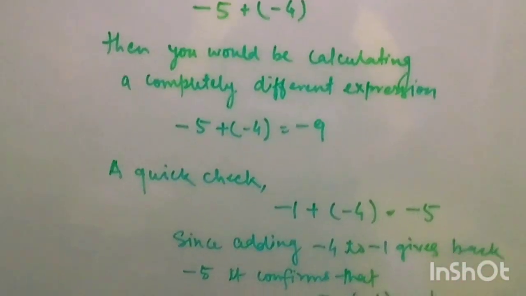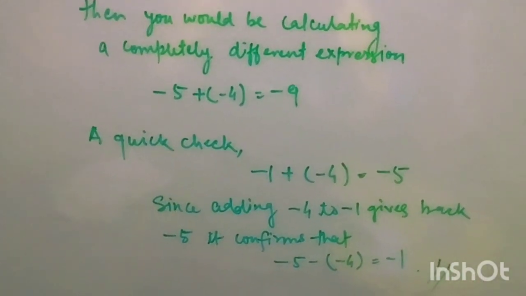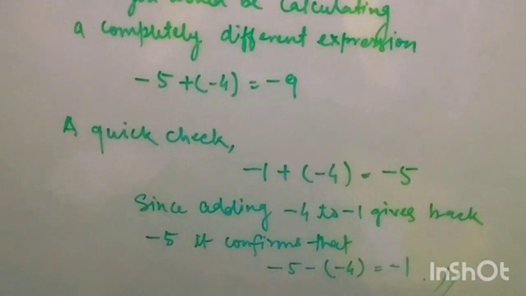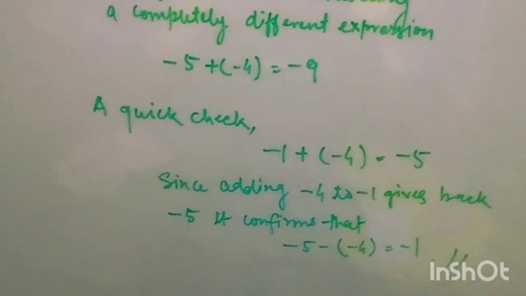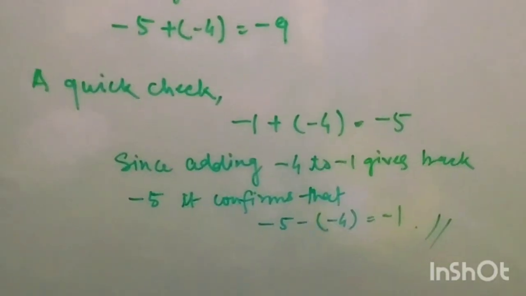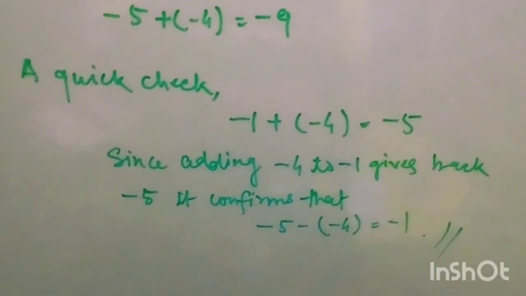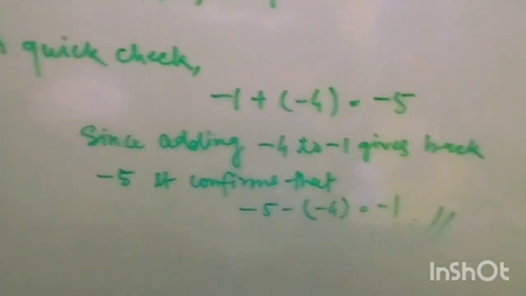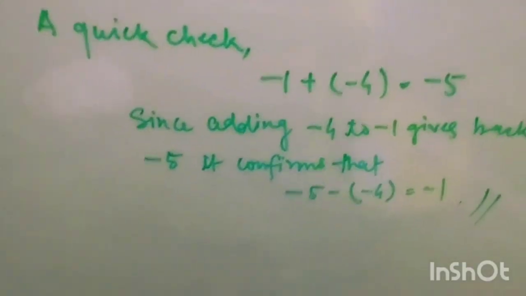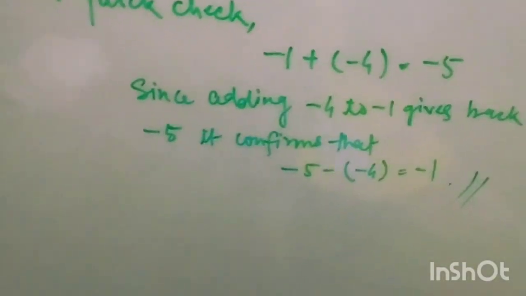In a quick check, you can see that minus 1 plus of minus 4 will be equal to minus 5, since adding minus 4 to minus 1 will always give a result of minus 5. So it confirms that minus 5 minus of minus 4 gives you an answer of minus 1.